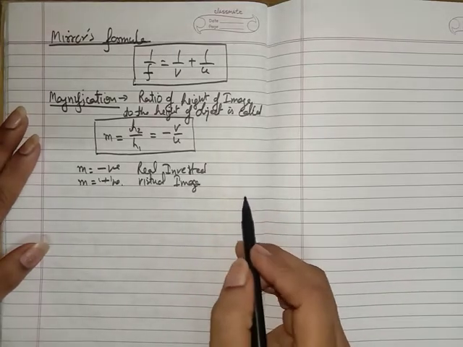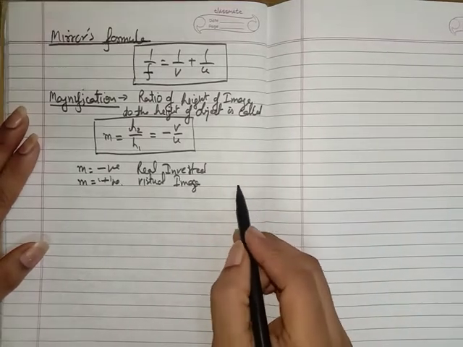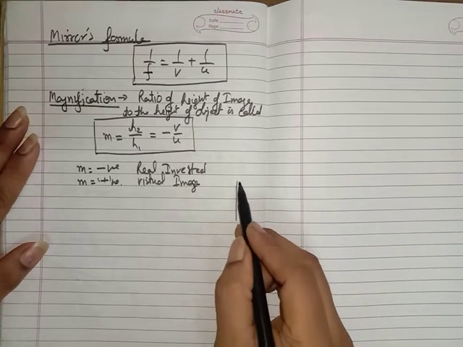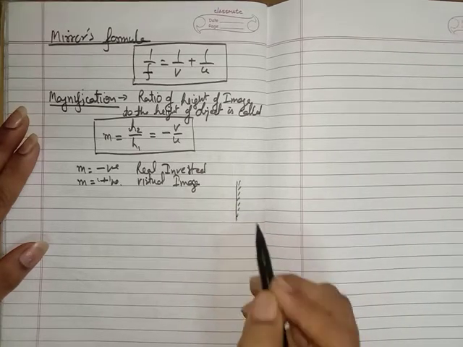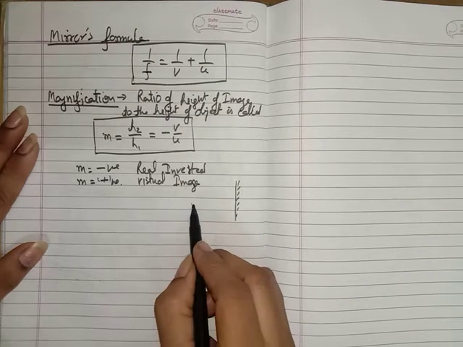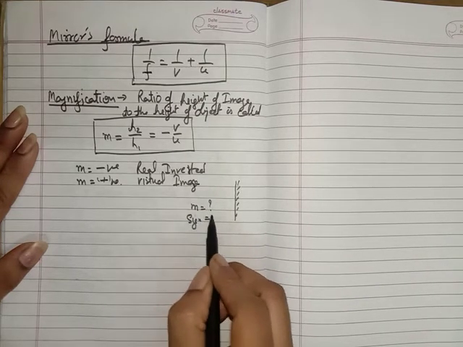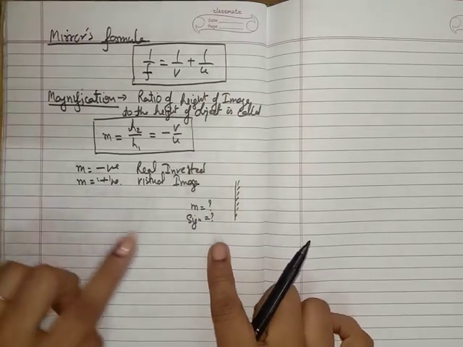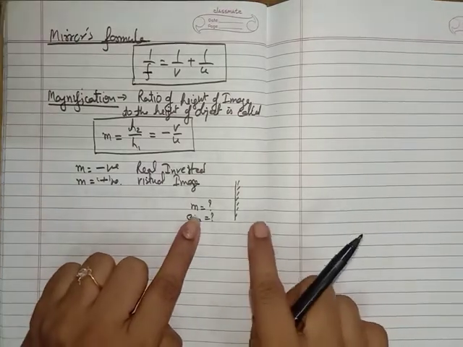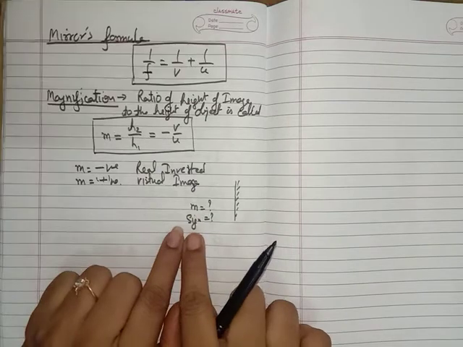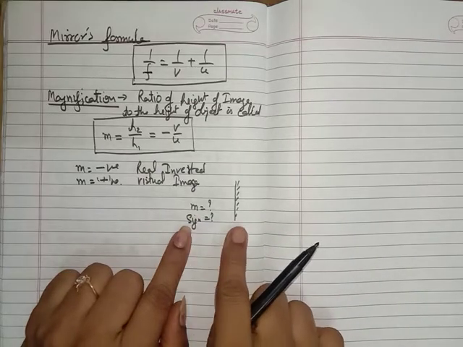And one more question for you. I'm not going to tell you the answer of this question. This is a plane mirror. You all know about the plane mirror. What is the magnification of this plane mirror, and what is the sign of this magnification? You have to answer this question.